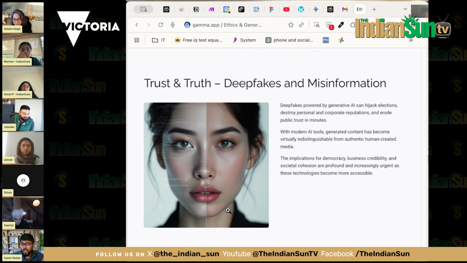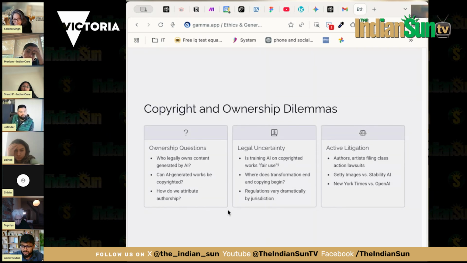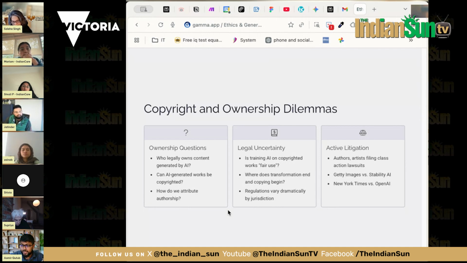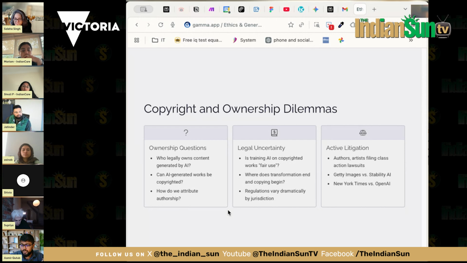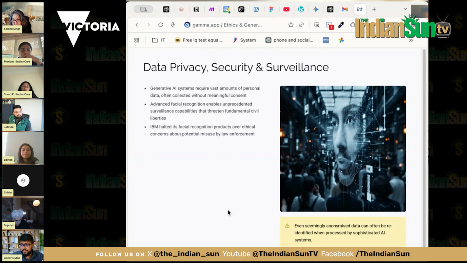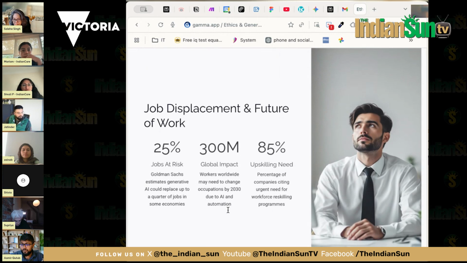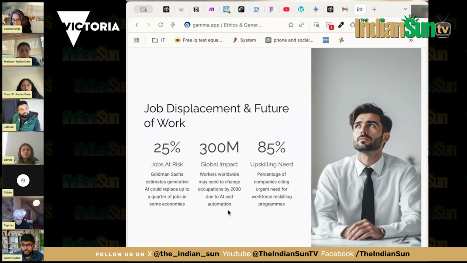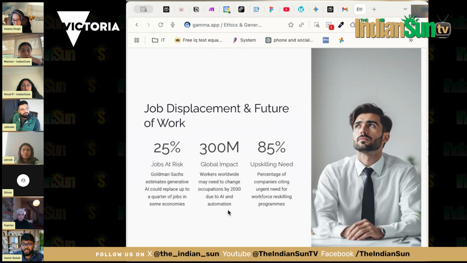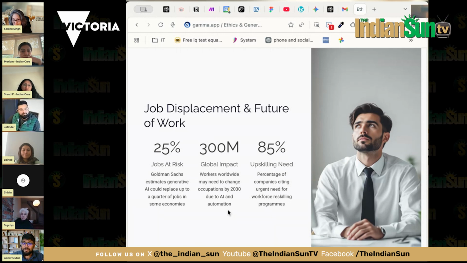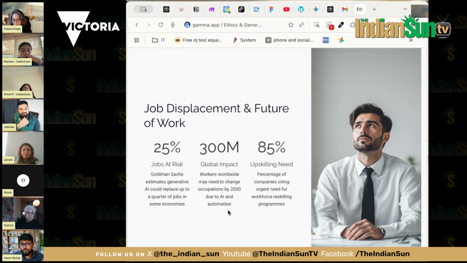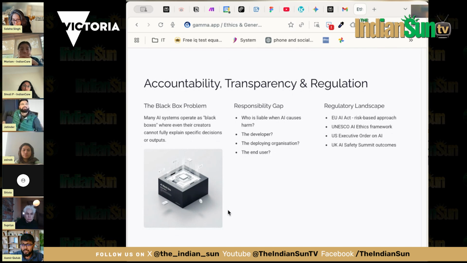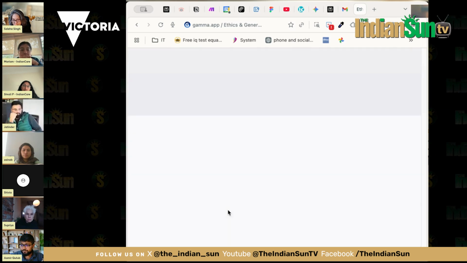Deepfakes, we already talked about how big a problem that is. Copyrights, we also talked about the copyrights and some of the active litigation that is happening at the moment. Data privacy, security, and surveillance is definitely a big one. Job displacement in future. This is a stat from Goldman Sachs: 25% of jobs are at risk, 300 million global impact, and 85% of people would need upskilling. So it's going to be a huge challenge over the coming years. And then finally, accountability, transparency, and regulation.